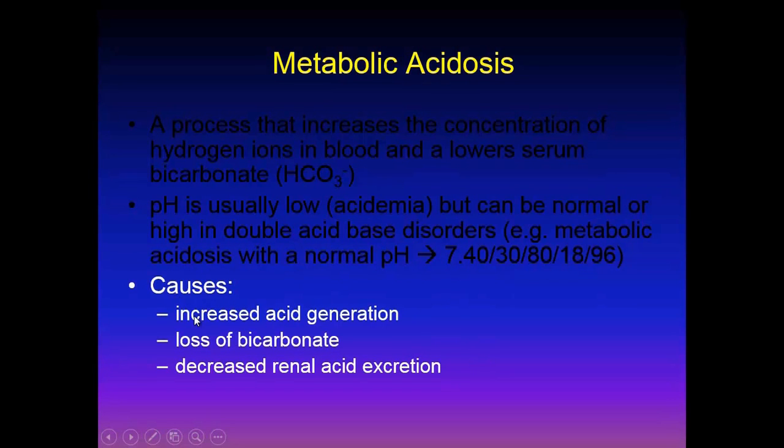Causes of metabolic acidosis really are only three. We either increase acid generation, we lose bicarbonate through either renal or usually GI mechanisms, or we have a problem with our kidneys, either kidney failure or a renal tubular acidosis, where our kidneys cannot get rid of our acid load.